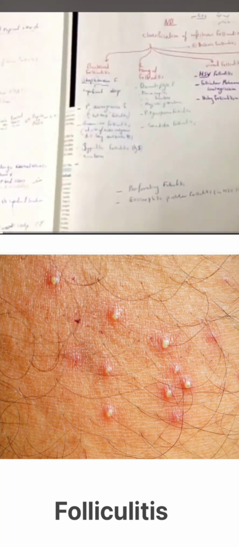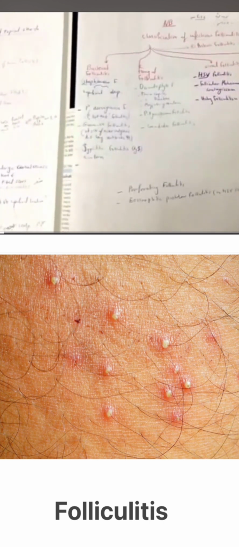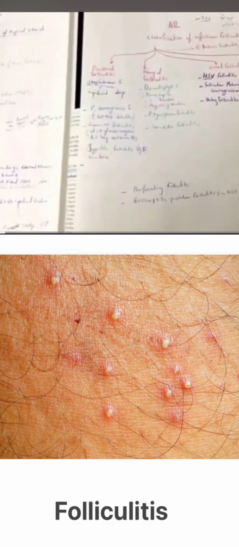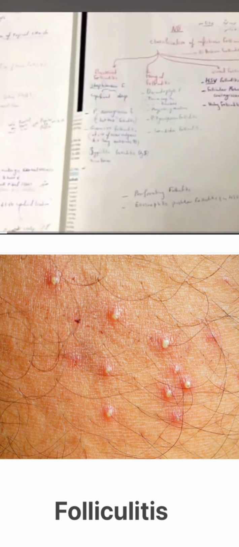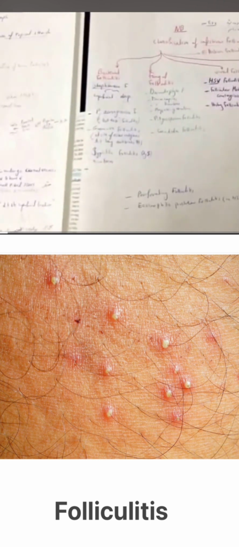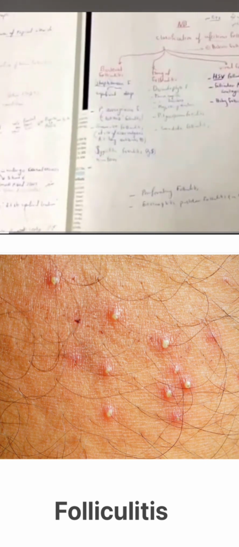Bacterial: staph folliculitis, superficial and deep, we'll talk later, and Pseudomonas aeruginosa folliculitis, hot tub folliculitis, gram-negative folliculitis at the site of acne vulgaris due to long antibiotic treatment, and syphilitic folliculitis, acneiform. Fungal folliculitis: dermatophyte, Pityrosporum folliculitis, and Candida. Viral: herpes simplex virus, molluscum contagiosum, and HIV. Demodex infestation. And there is perforating folliculitis and eosinophilic pustular folliculitis, and we said that there is actinic folliculitis also.